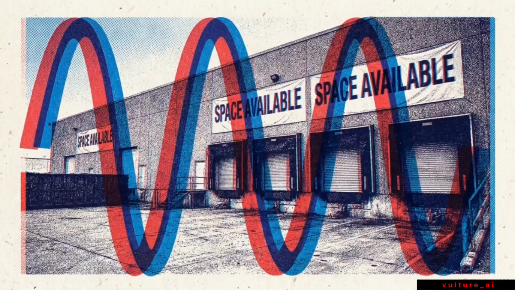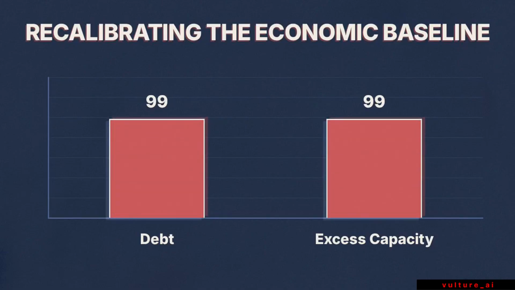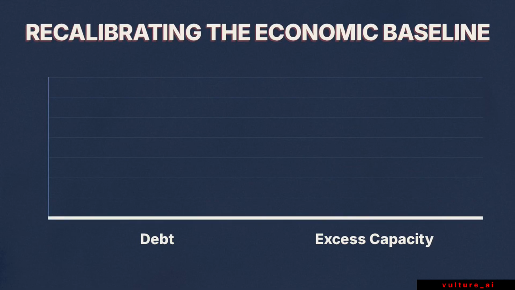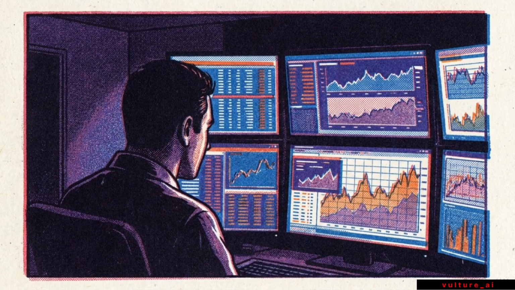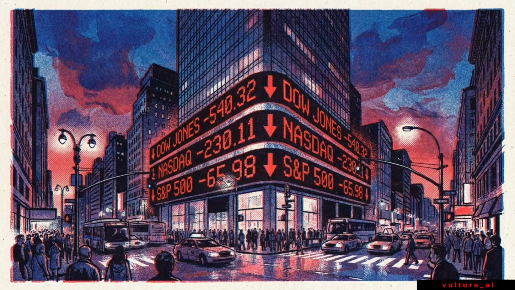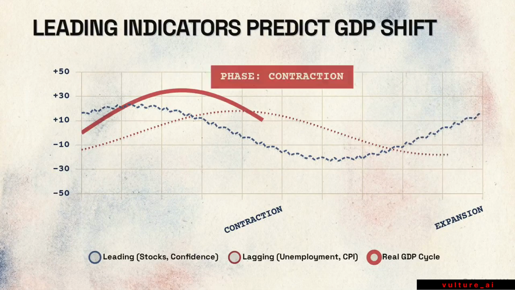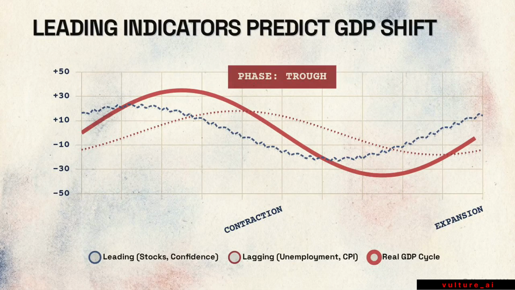Recessions perform a structural function within the cycle. By liquidating non-productive debt and excess capacity, they force a recalibration of the global economic baseline. To manage these cycles, economists use specific metrics to identify a contraction before it is felt by the general public. They monitor a dashboard of economic indicators that signal where an economy sits on the GDP curve in real time.